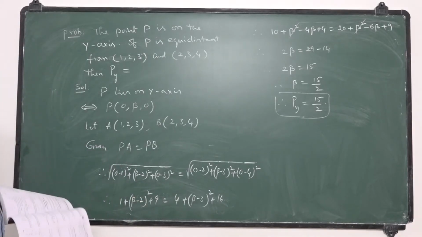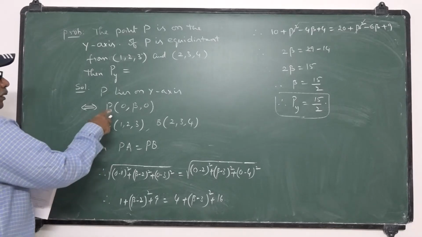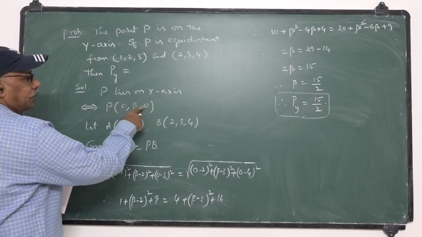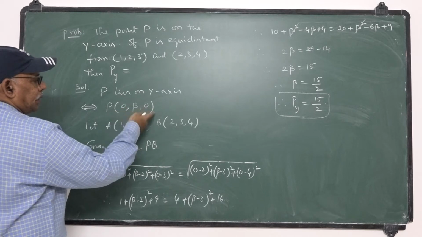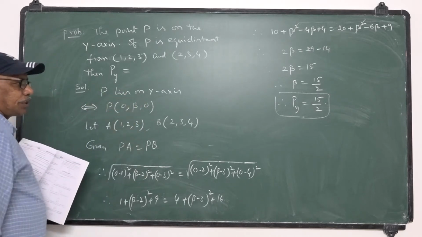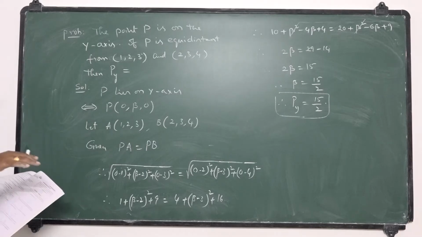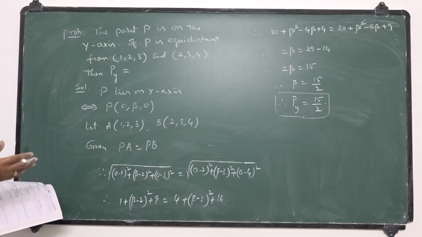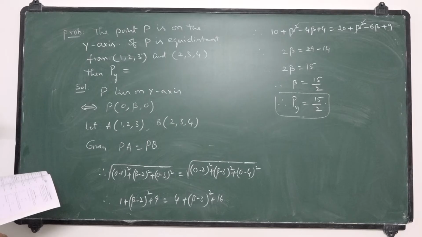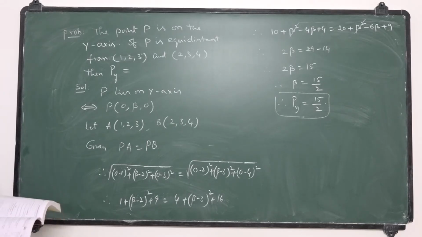Any point on the y axis can be considered as (0, beta, 0). On the y axis, x and z coordinates are zeros. On the x axis, y and z coordinates are zeros. On the z axis, x and y coordinates are zeros. Next.